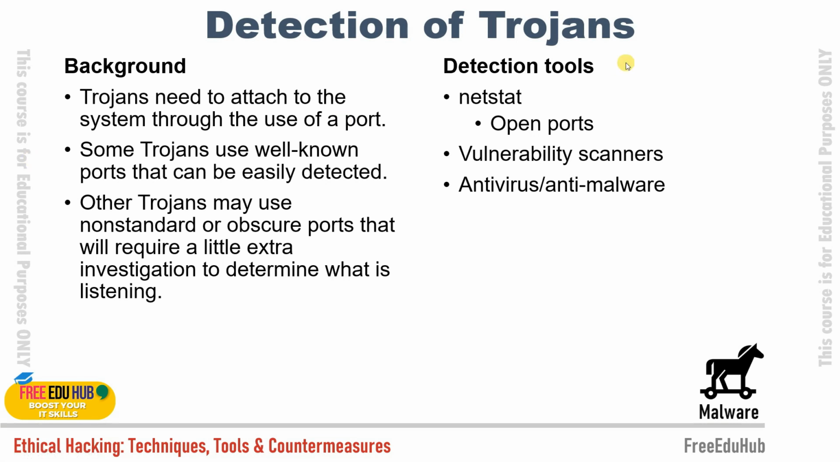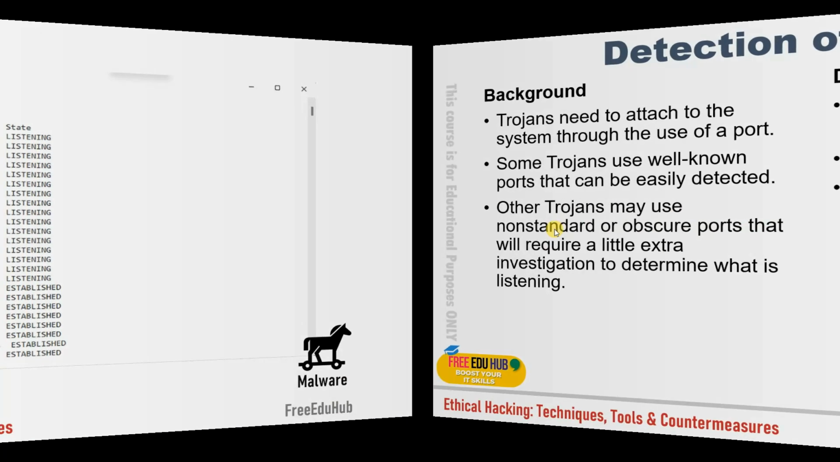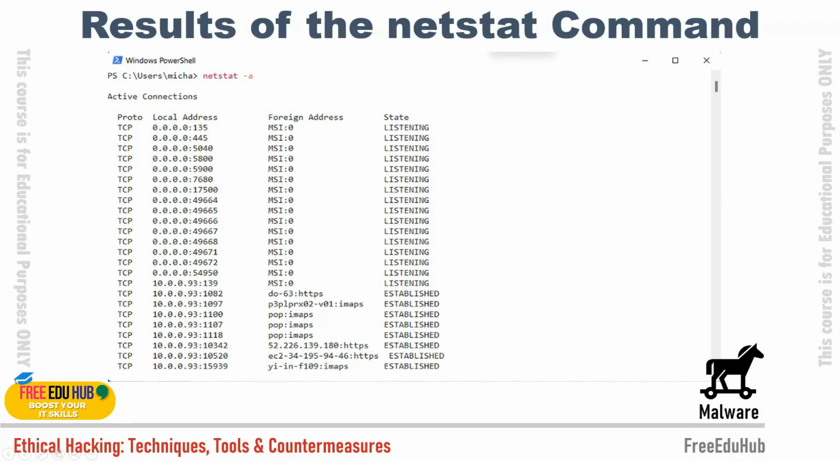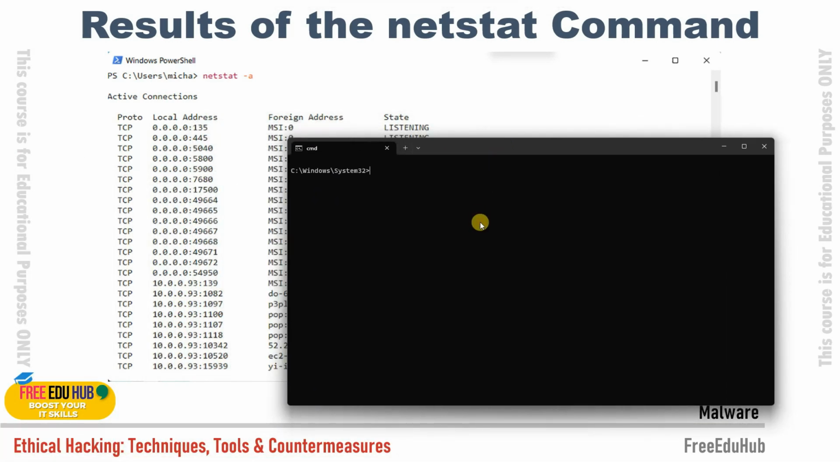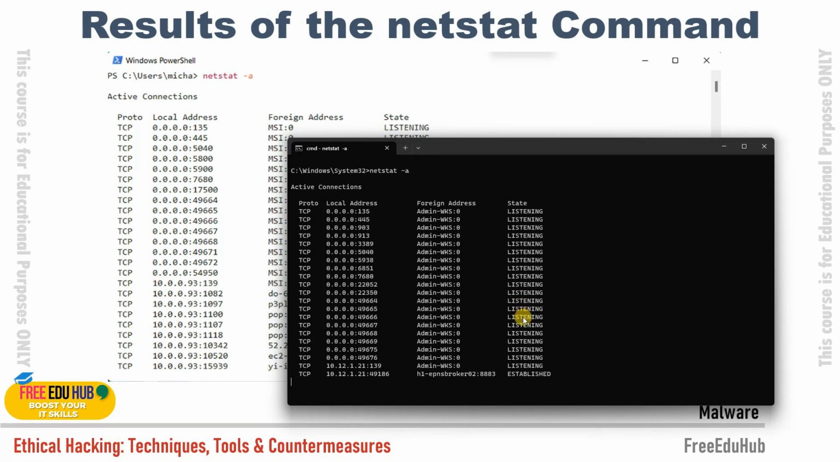Now, how can you detect it? You can use netstat, which is a built-in command that you can use on a command prompt. It can show you all the open ports. Vulnerability scans, and antivirus and anti-malware software can detect it as well. Here they are showing netstat -a. I have the command prompt, and if I write netstat and use -a, it shows me all the ports on which my computer is listening, and it even identifies the port on which it is listening for that specific service. So that's how netstat works.